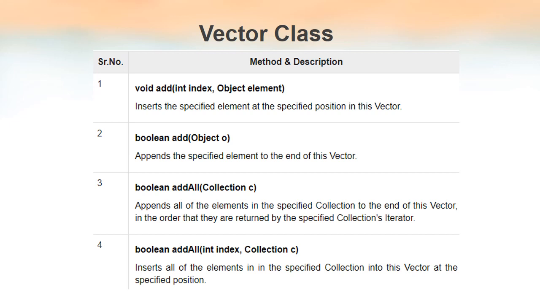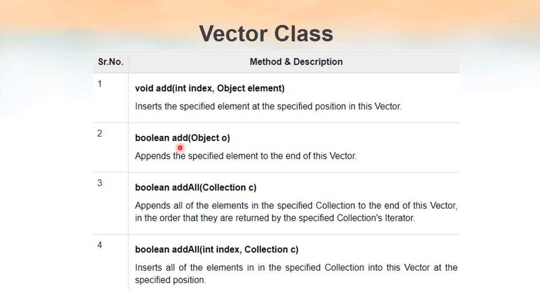These are some of the methods available inside the vector class. If you want to add a particular element at a particular index, we have to use this method add, then the index at which we have to insert the element and the element to be inserted. So this element will be inserted at this particular index.